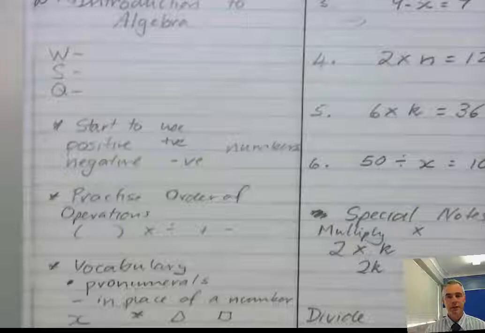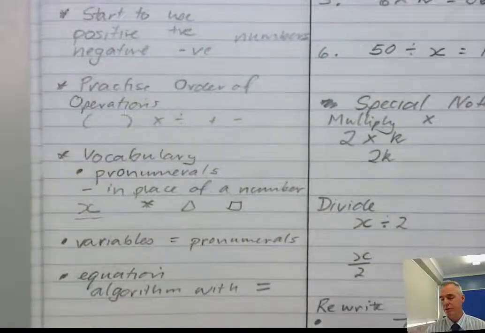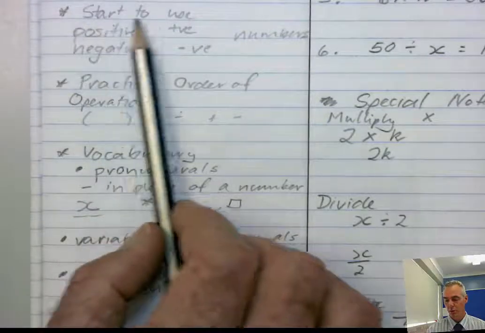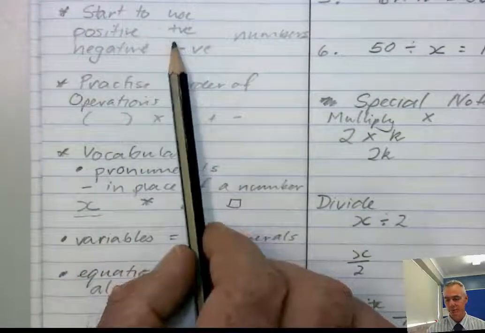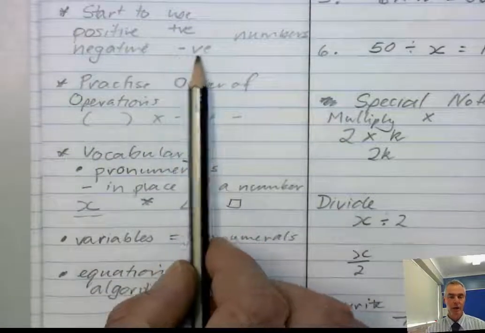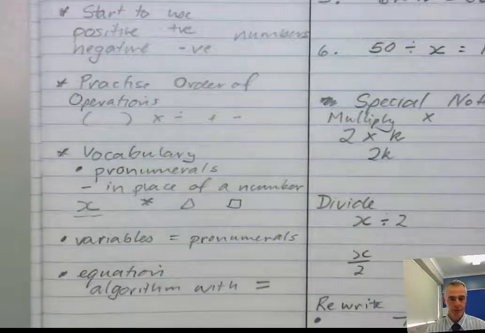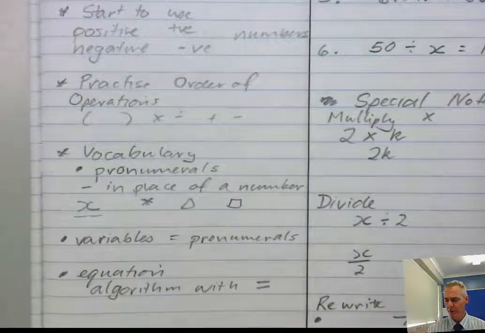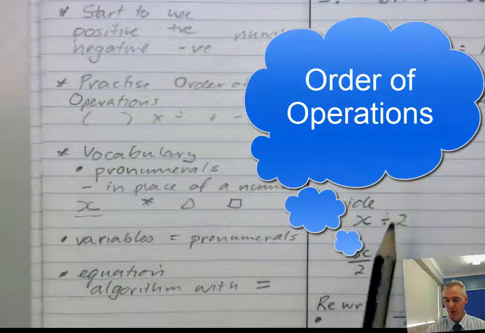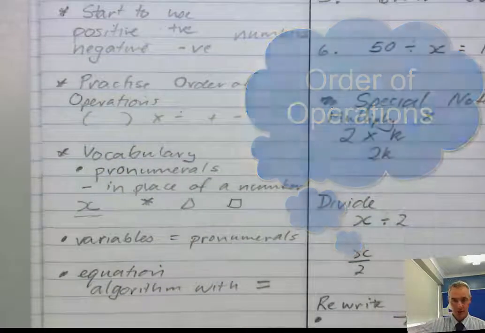A couple of little notes to get us going. Some things you may need to think about. We will start to use what's called positive, little plus VE there, and negative, minus VE, numbers. Positive and negative numbers. So we'll start to use those a bit more as you work on algebra. You also need to think about the order of operations and practicing those. Remembering, brackets come first, then times or divide, then adding or subtracting.